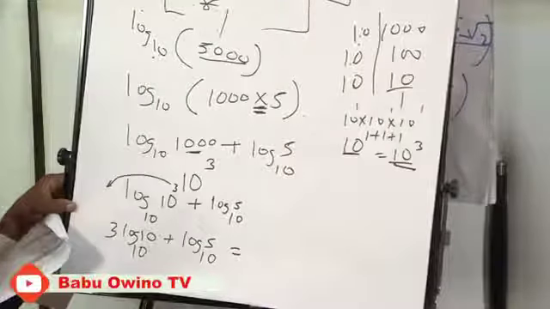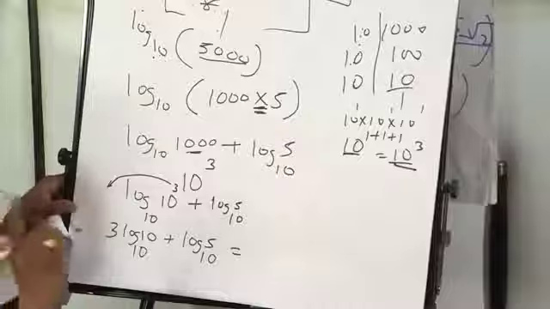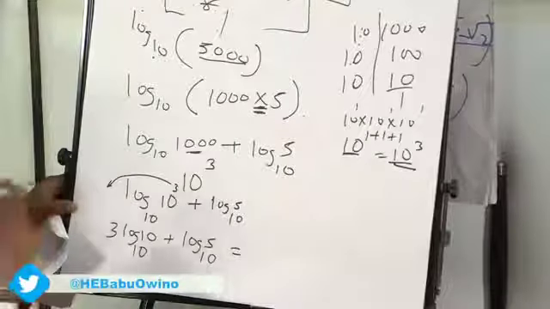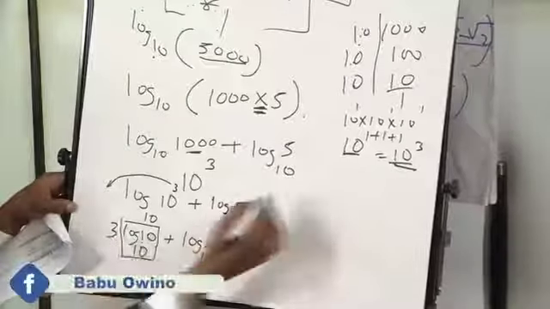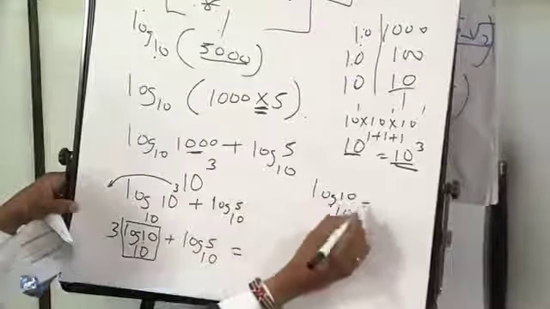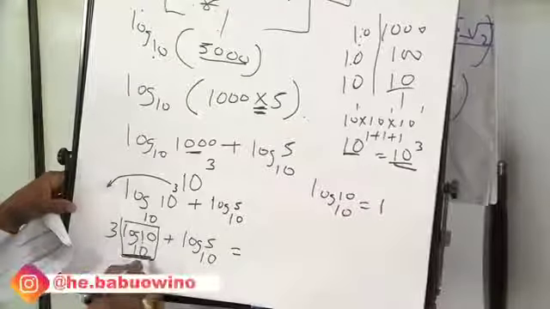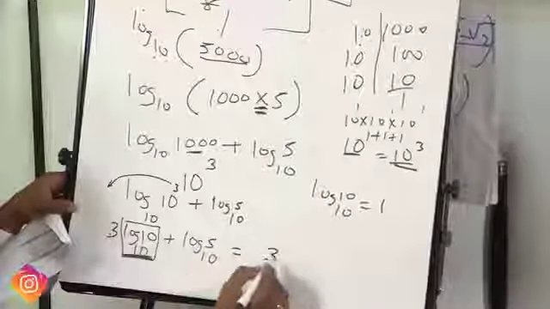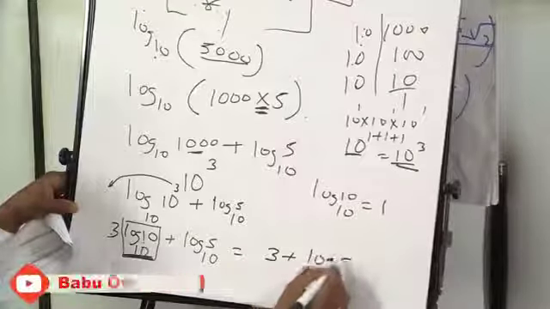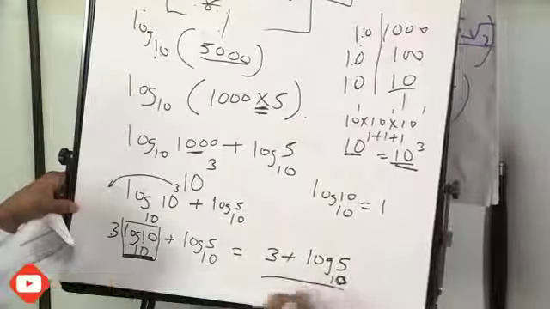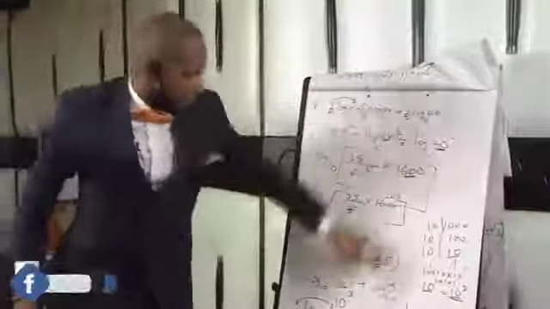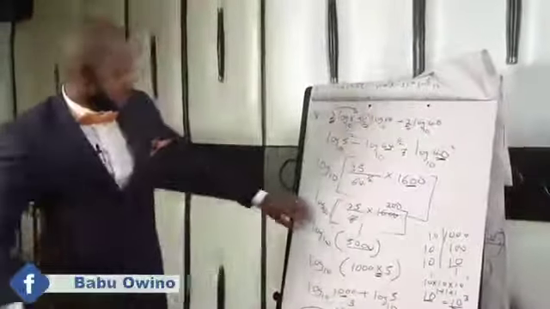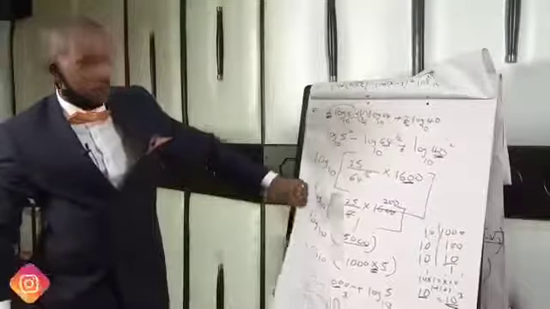Any log to its own base is 1. Log 1 to base 1 is 1. Log 2 to base 2 is 1. Log 10 to base 10 is 1. Therefore, you replace log 10 to base 10 with 1. 3 times 1 is 3, plus log 5 to base 10. That is the simplified form of this equation. So you see the way it was long, and we can just get it as this value: 3 plus log 5 to base 10.